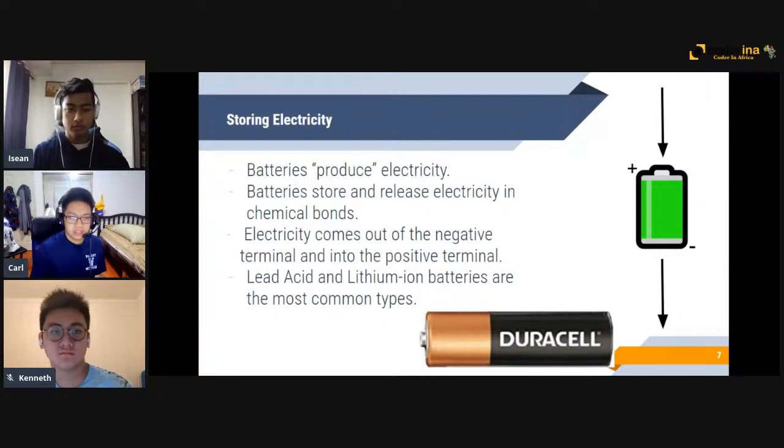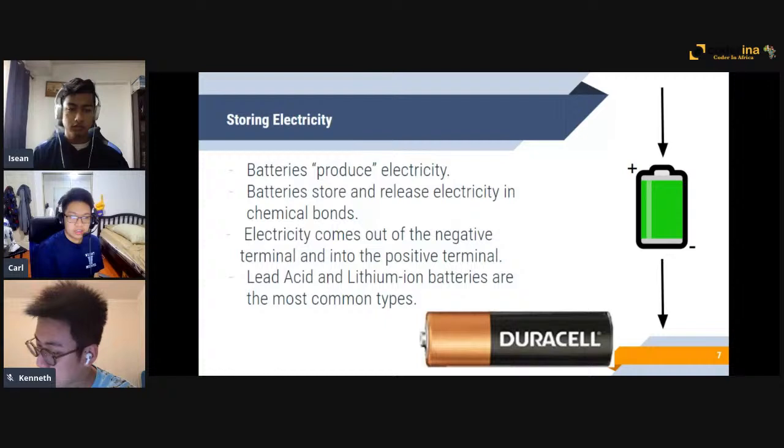Storing electricity. Everyone knows that batteries are how we store electricity. Batteries produce electricity for a circuit. A battery actually doesn't store raw electrons or electricity. It stores a variety of chemicals that release electrons through a chemical process. So batteries actually are the ones that release electrons. And due to the law of conservation of matter, batteries also intake electrons through another chemical process.